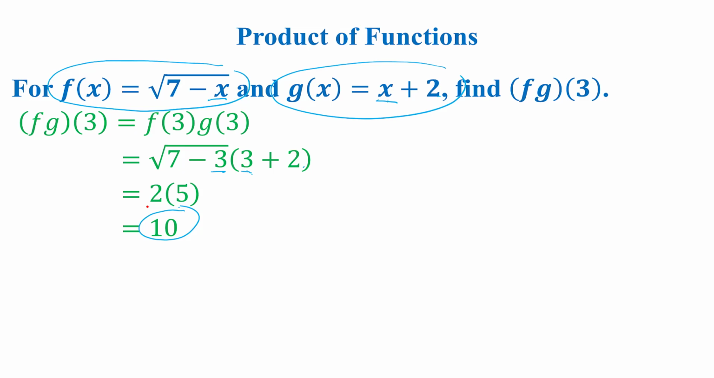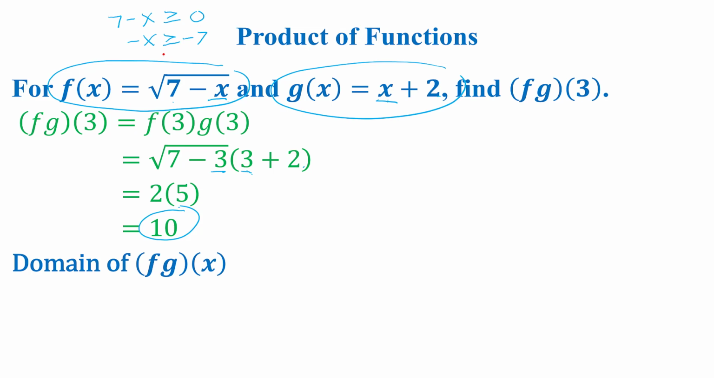If we want to find the domain of f times g of x, we look for the domain of f of x, and we can see here f of x is equal to the square root of 7 minus x. So for the domain here, whatever is under a square root sign, in this case 7 minus x, has to be greater than or equal to 0, telling us that negative x has to be greater than or equal to negative 7, or that x, remember, if we multiply through an inequality by a negative number, we need to flip that inequality sign. So x is going to be less than or equal to 7 here.